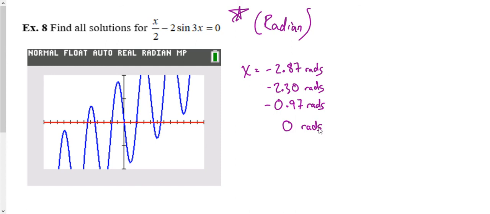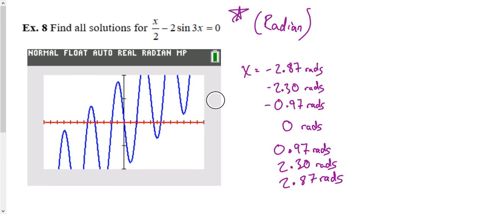Then we have our positive answers. So we have 1, 2, 3 that are positive. So you have positive 0.97, positive 2.3, and of course positive 2.87 radians. And here, this is again strictly done on the graphing calculator with all our solutions for x, because our graph is only crossing our x-axis in these 7 particular positions. If you have any questions about today's lesson, please feel free to ask.